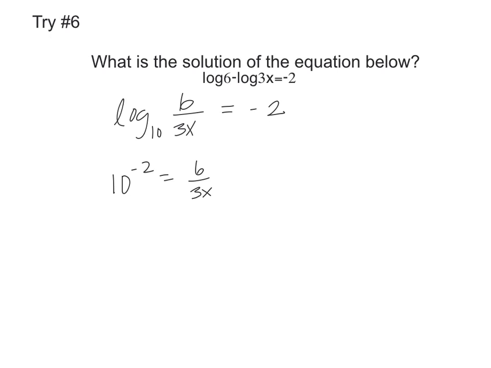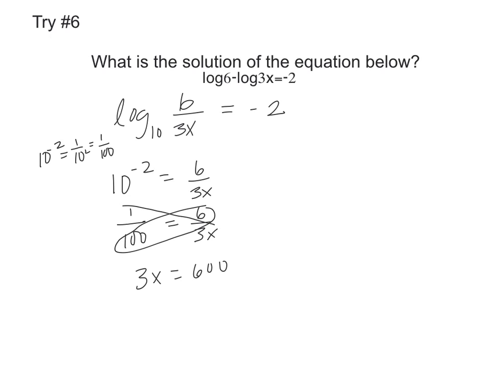10 to the negative second is really 1 over 100, right? Because 10 to the negative second is really 1 over 10 squared, which is 1 over 100. So 1 over 100 equals 6 over 3x. So then 3x is going to equal 600 if we cross multiply. And then finally we will divide by 3, and so x will equal 200.